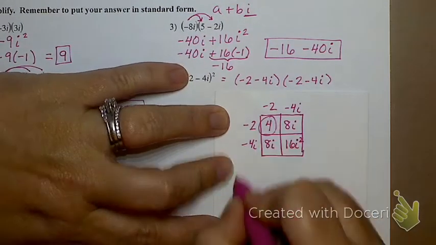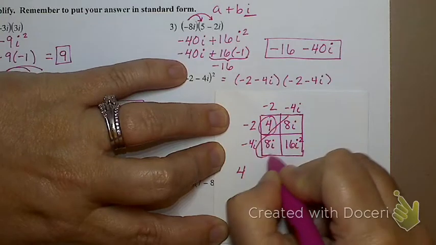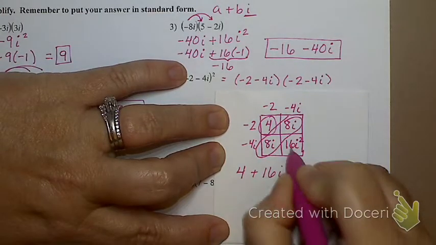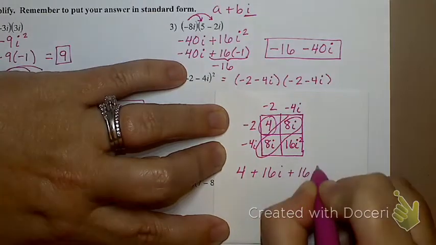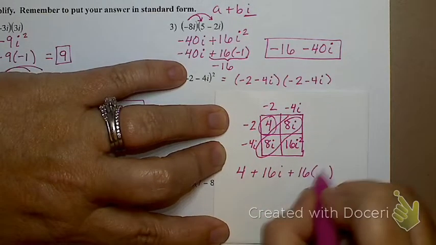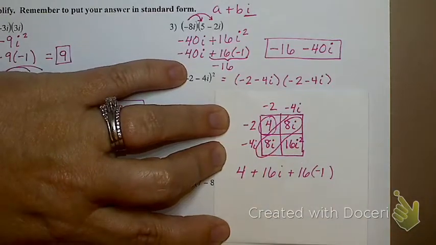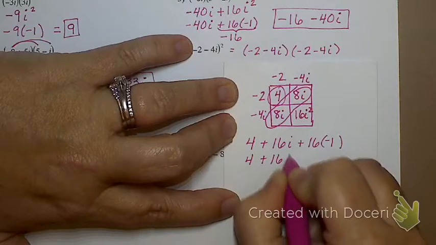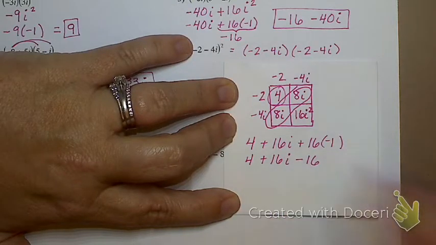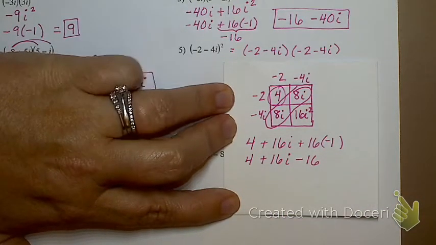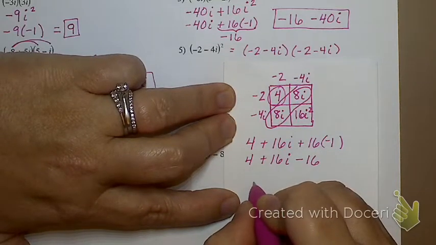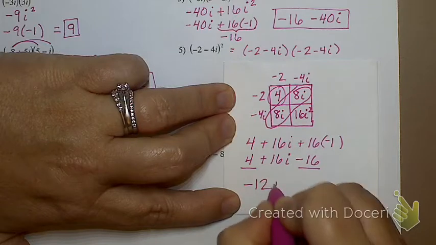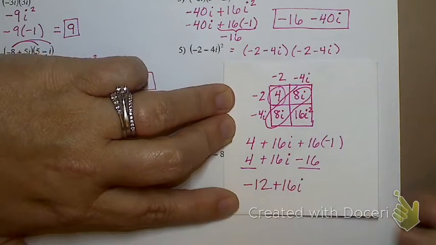So let's see. I have 4. I have 16i. And then plus 16, what am I going to write instead of i squared? Negative 1, right? So that gives me 4 plus 16i minus 16. What's my final answer? Negative 12 plus 16i. That's my answer for number 5.